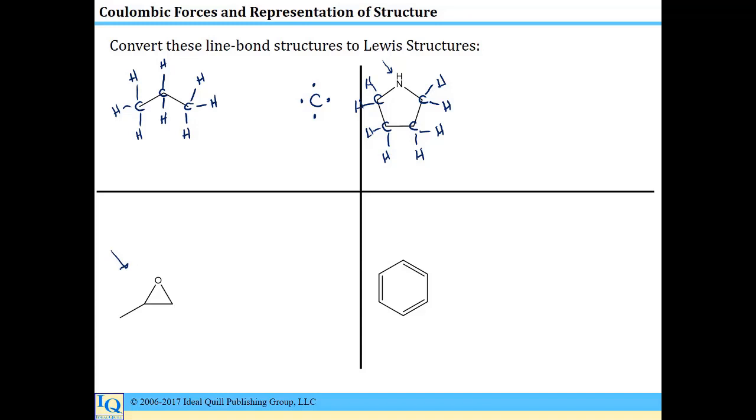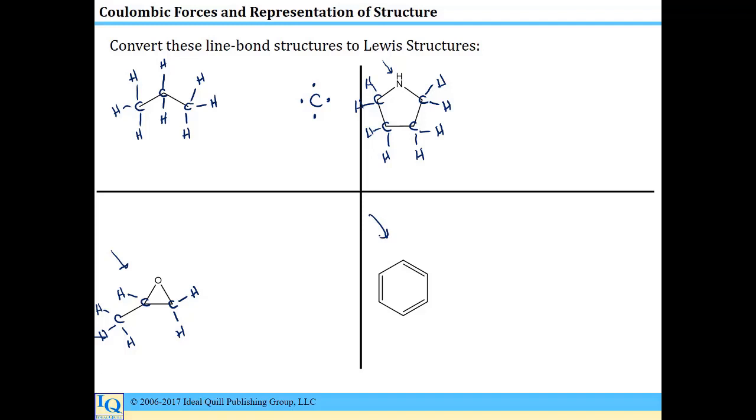We move down to this 3-membered ring with an oxygen at the top. Carbons at every change in bond or bend in the lines. Fill in the correct number of H's to give each carbon in a neutral species 4 bonds, and you have the Lewis structure there.